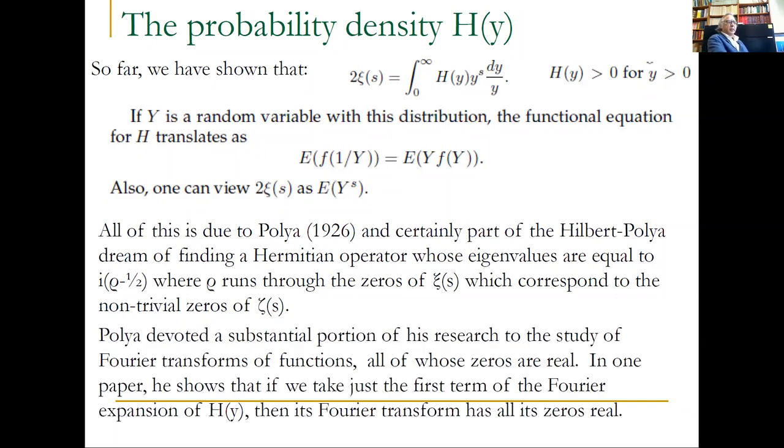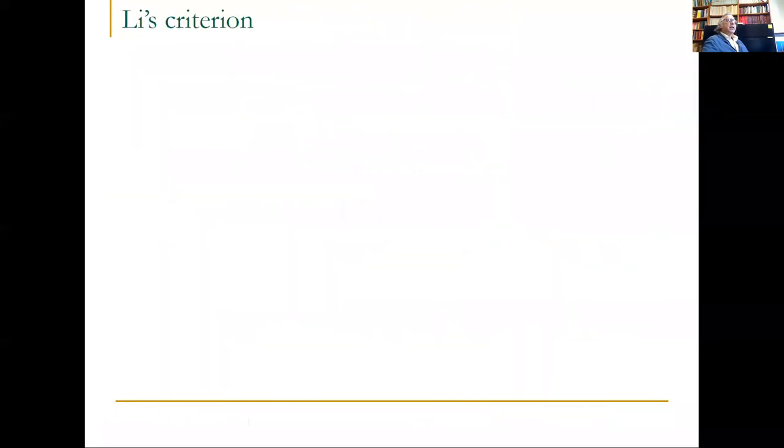And Pólya devoted a substantial portion of his research to the study of Fourier transforms of functions, all of whose zeros are real. So in one paper, he shows that if we just take the first term of the Fourier expansion of it, it's theta function like expansion, right? It's e to the minus pi n squared t with a certain coefficient. If we just take the first term, he actually wrote a paper in which he analyzed the zeros of the Mellin transform of that thing and showed that all the zeros are real, corresponding to what you would probably expect for the ξ function as well.